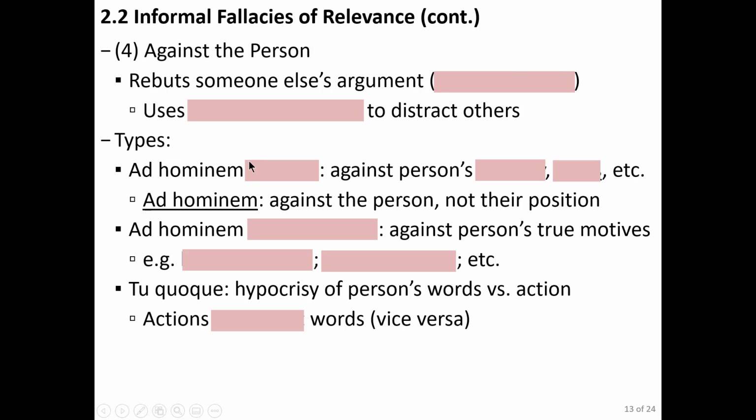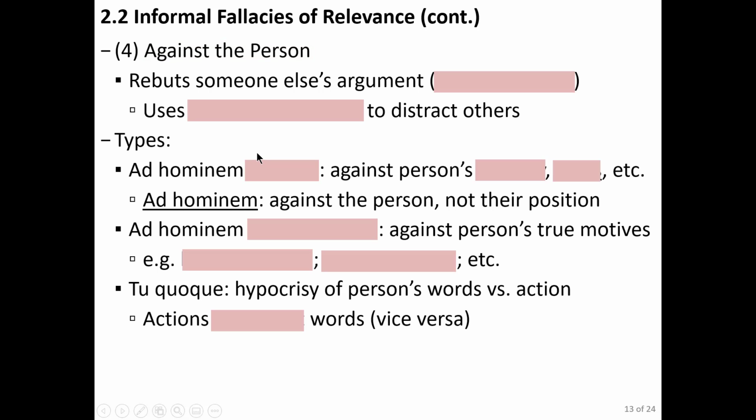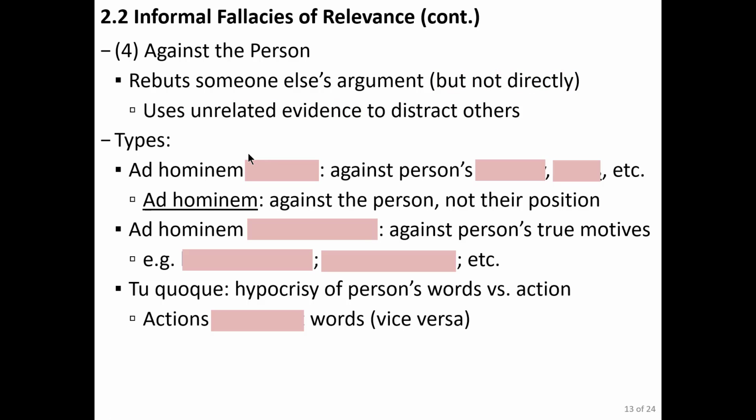Against the person. This is kind of weird. The other one was for the people, appeal to the people. This one is against the person. Rebut someone else's argument, but not directly. Uses unrelated evidence to distract others. There's three different types here.